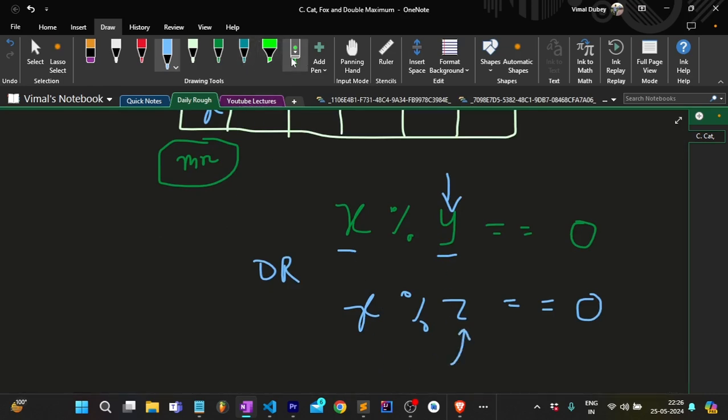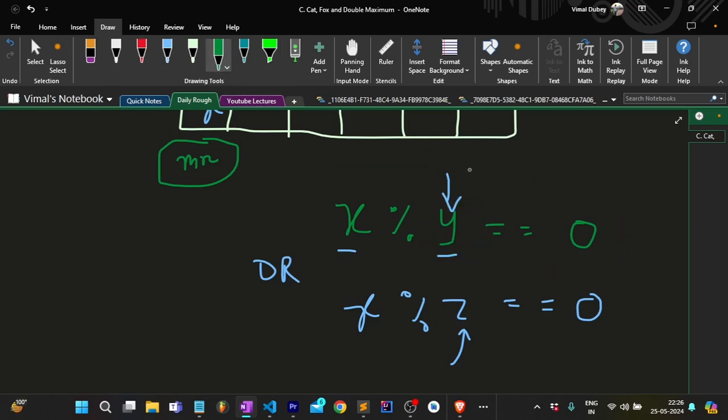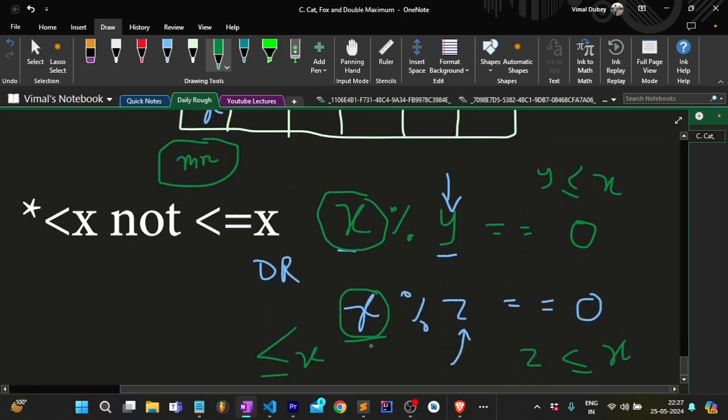Now tell me one thing. If this condition is satisfied, what can we say about y? y should be less than or equal to x. Don't you think so? y should always be less than or equal to x, because if y is greater than x, then we can't get remainder 0. We will get remainder x. Similarly here, z should be less than or equal to x. So we know that x is the minimum element, and in order to have an element that divides x completely, we need an element that is less than or equal to x. But x is the smallest, and we don't have any element in our array that is smaller than x.